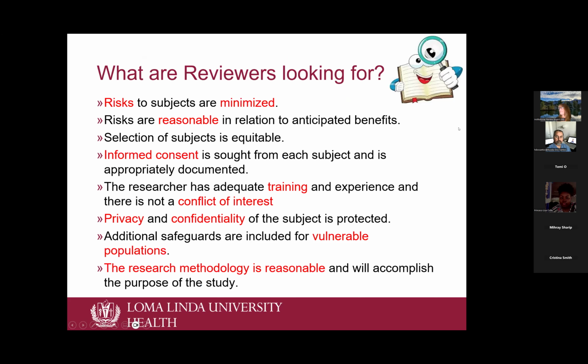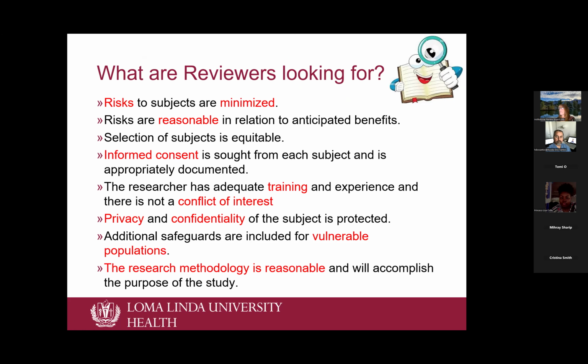Getting an idea of what these IRB reviewers are looking for. So we're basically looking to make sure that the risks to subjects are minimized. So we want you to identify what the potential risks are for these subjects and how you are going to minimize those risks to them. And that these risks are reasonable in relation to the anticipated benefits, making sure that your selection of subjects is equitable, and that informed consent is sought from each subject and is appropriately documented.